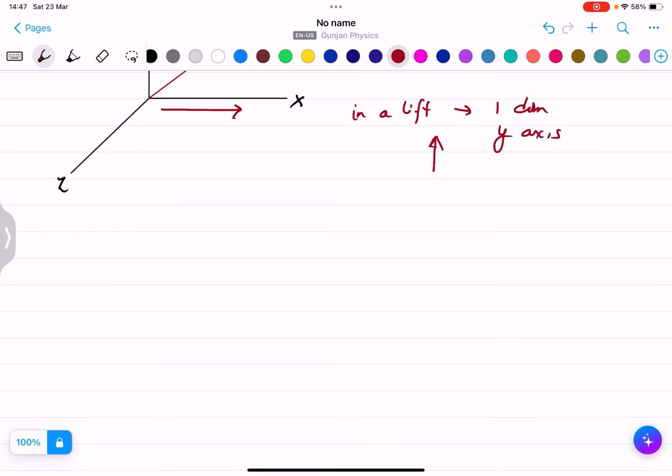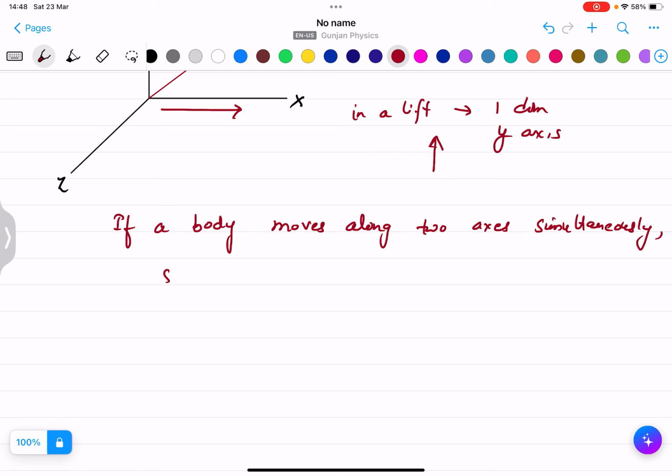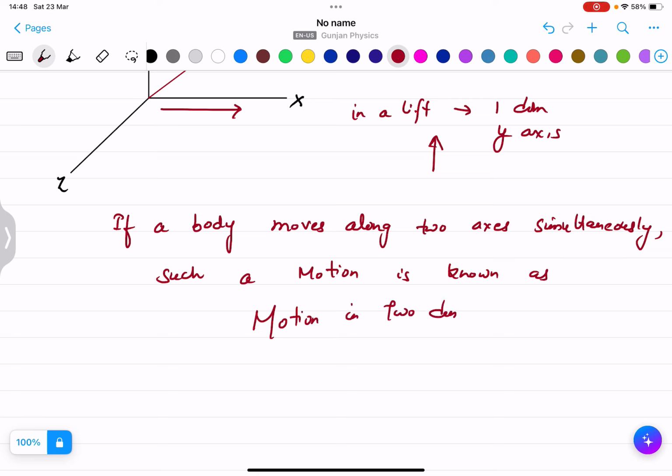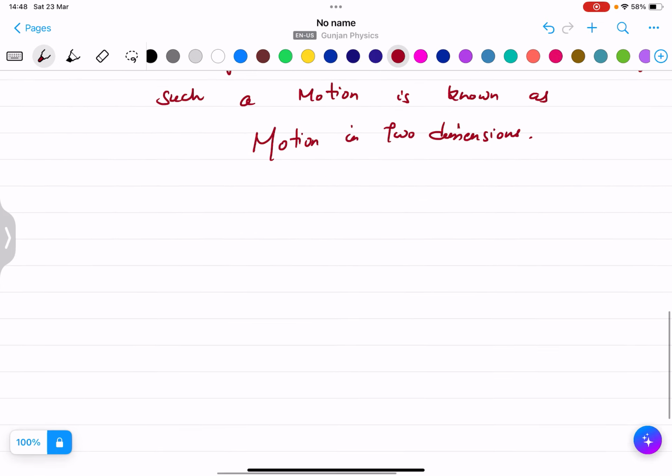So I can write, if a body moves along two axes simultaneously, such a motion is known as motion in two dimensions. Motion in two dimensions. Now in this lecture I will explain an example of motion in two dimension.